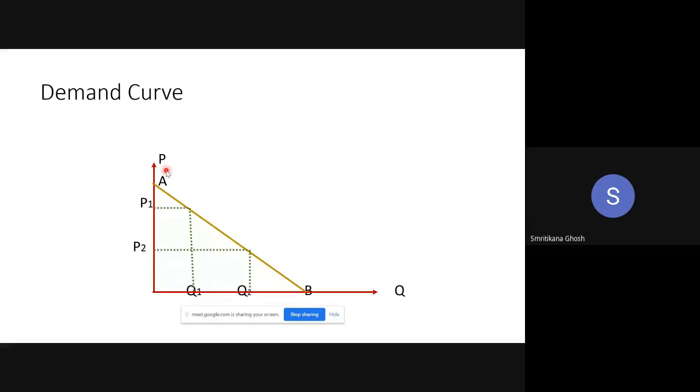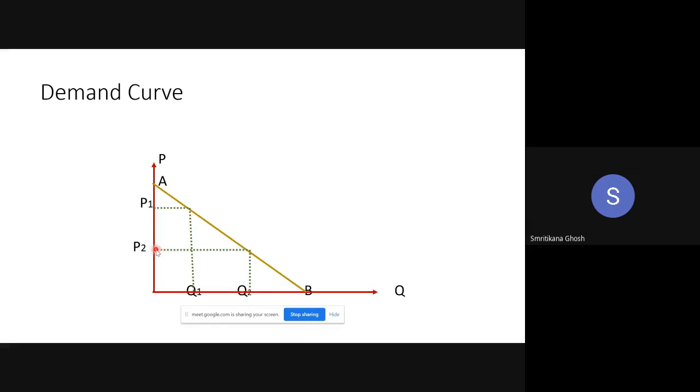One more thing I explained earlier, but I am telling you again: when you draw any diagram, you must mention what you are measuring on the different axes. On the horizontal axis you are measuring Q, on the vertical axis you are measuring P. If price is P1, then the quantity demanded is Q1. If price falls from P1 to P2, your quantity demanded must increase according to the law of demand, because there is an inverse relation. So if price is falling, quantity demanded increases to Q2.